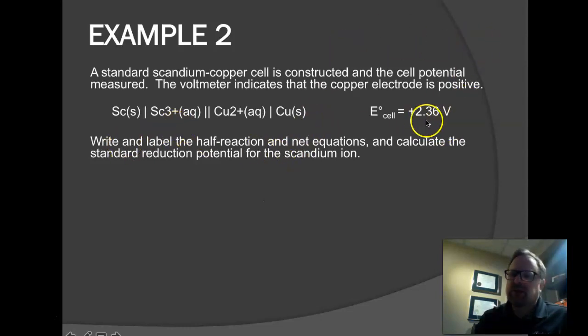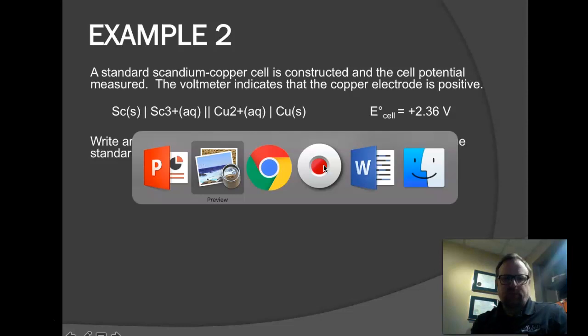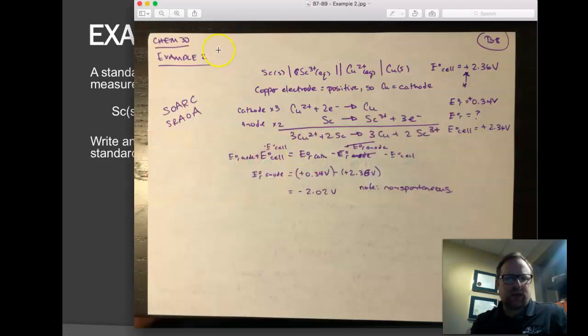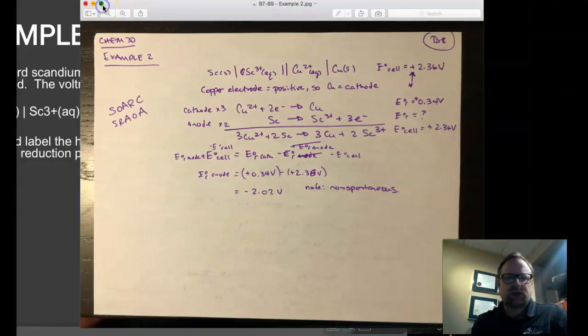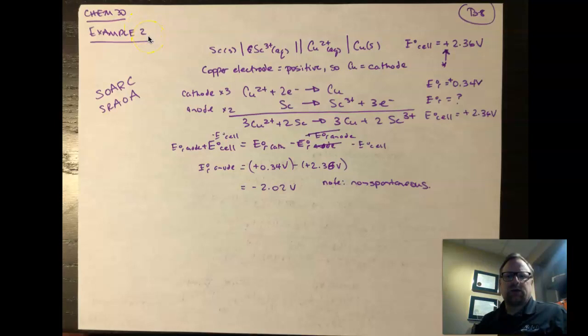And they've given us what the cell potential is, not the reduction potential, but the cell potential. Now we're going to write and label the half reaction and net equations and calculate the standard reduction potential for the scandium ion. That's the one we don't know anything about. So I'm going to jump back and we'll do example 2 here, which is the one we're working on next. I'll make it nice and big so that everybody can see.